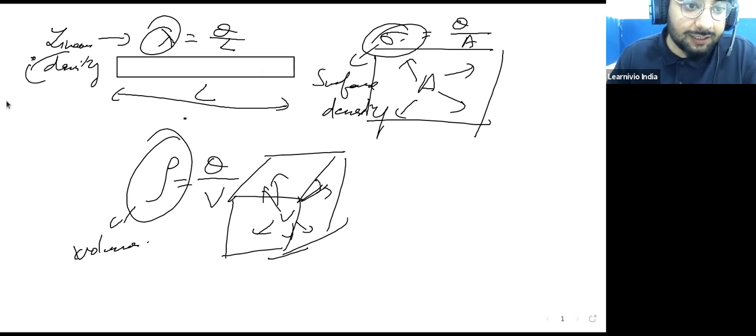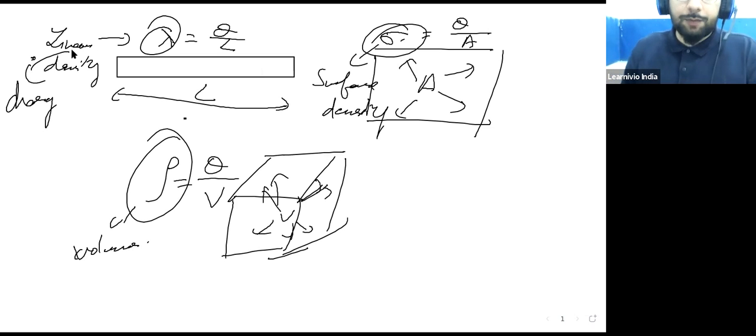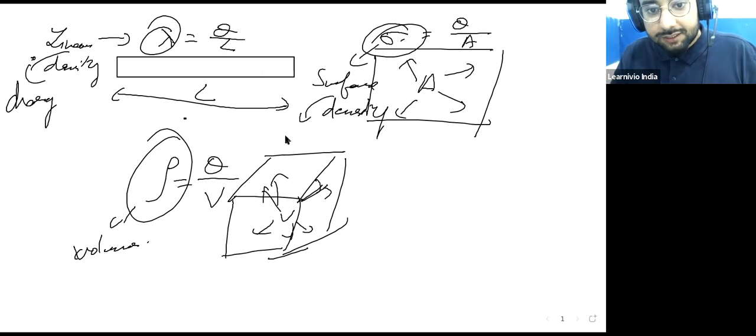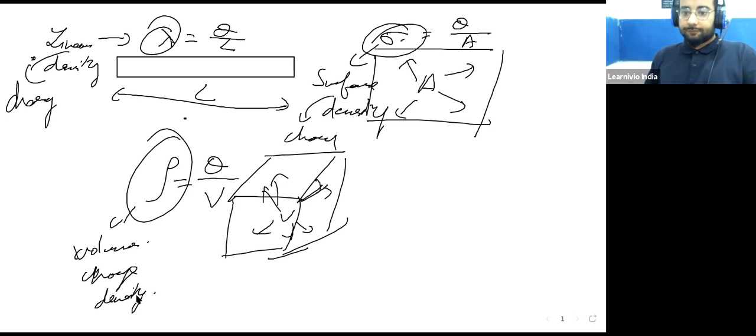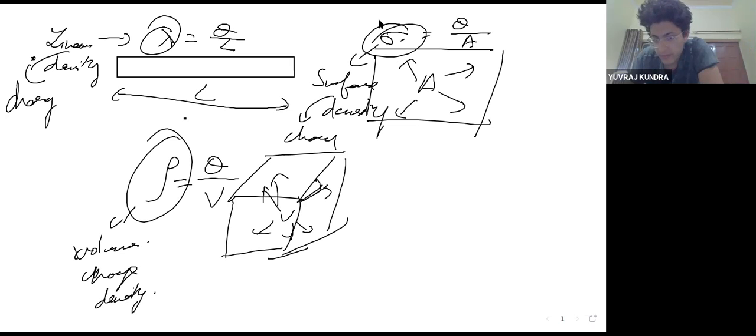And add charge everywhere. So this becomes linear charge density, this becomes surface charge density, and this becomes volume charge density. Okay, yes, sir. Done. Makes sense.